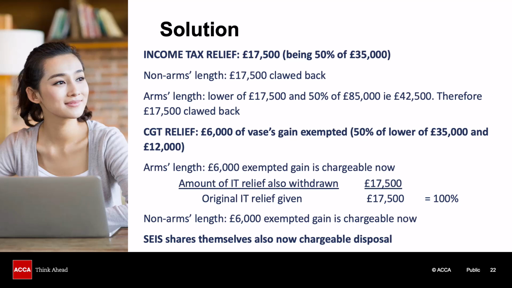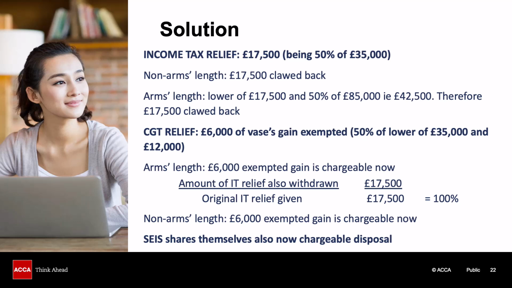Now in terms of CGT relief, an exemption of 50% of the lower of £35,000 and £12,000, because £35,000 was the amount spent on SEIS shares that qualified for income tax relief, and £12,000 was the gain on the VAS that Jax disposed of. So the lower of those two figures is £12,000. 50% of that is £6,000, so that is the amount of the gain on the VAS that would have been eligible to be exempt.